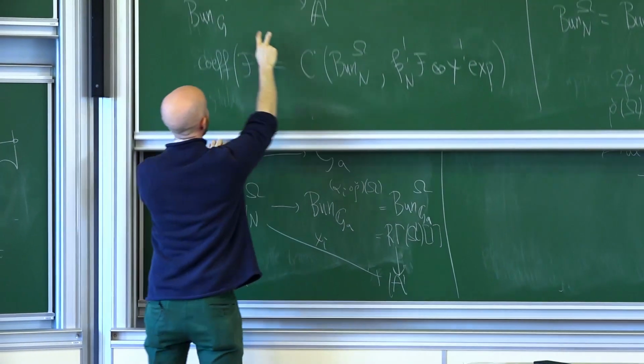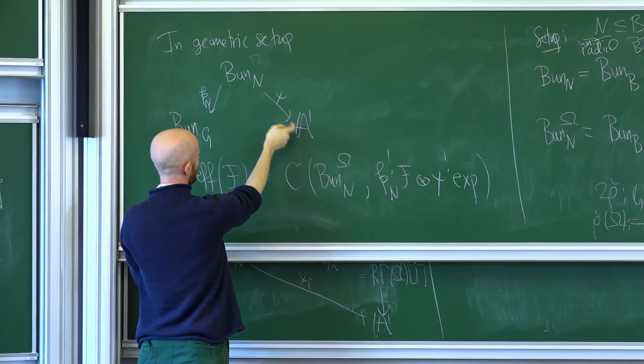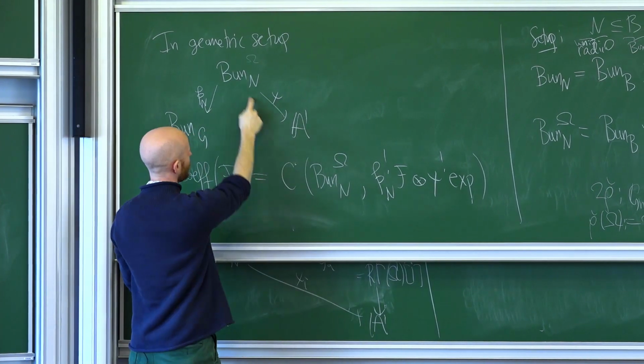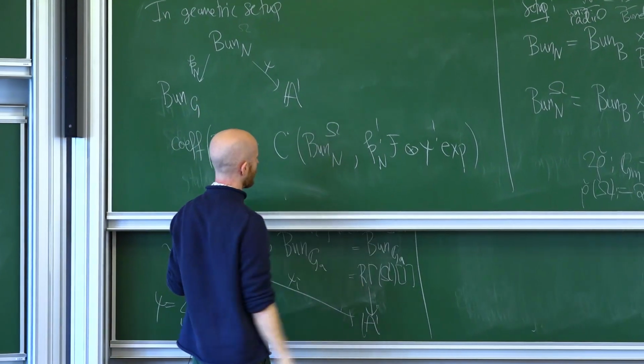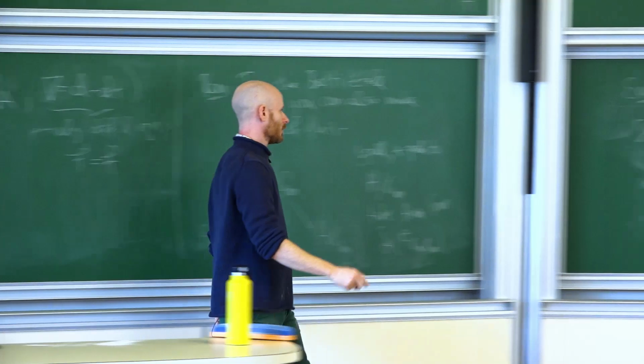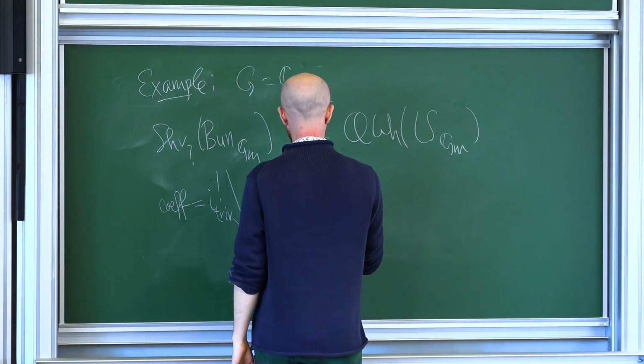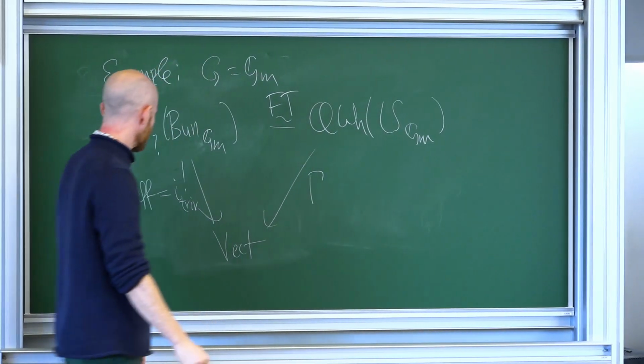So this Bun N is just a point in that case. So I pull back, and then I kind of do nothing. The character is just mapping down to 0. That doesn't change anything. So that's mapping down to Vect. And over here, I'm taking global sections.